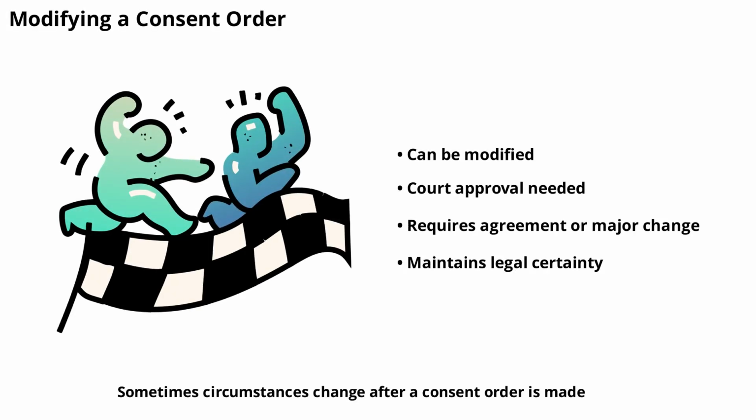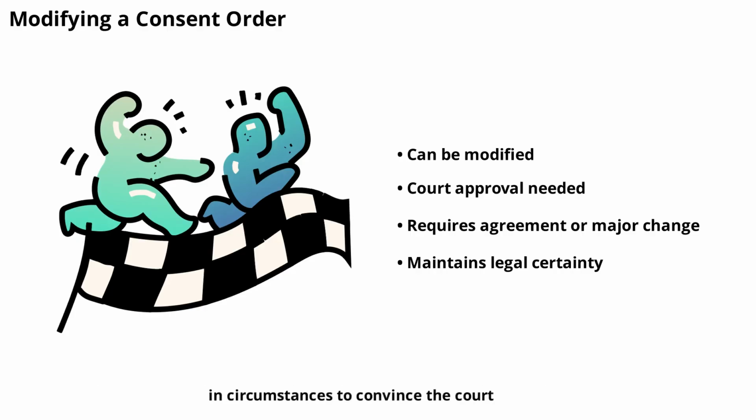Sometimes, circumstances change after a consent order is made. If both parties agree, they can apply to the court to modify the order. The court will review the proposed changes to ensure they're fair and reasonable. If only one party wants a change, they must show a significant change in circumstances to convince the court. This flexibility allows consent orders to adapt to life's changes while maintaining legal certainty.